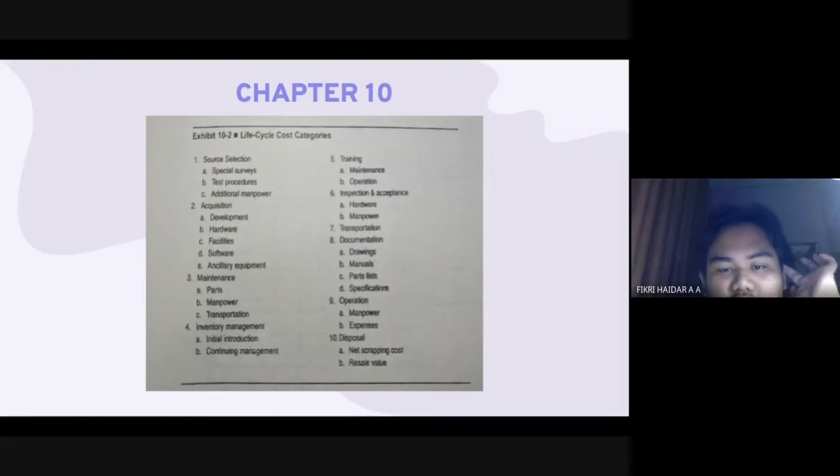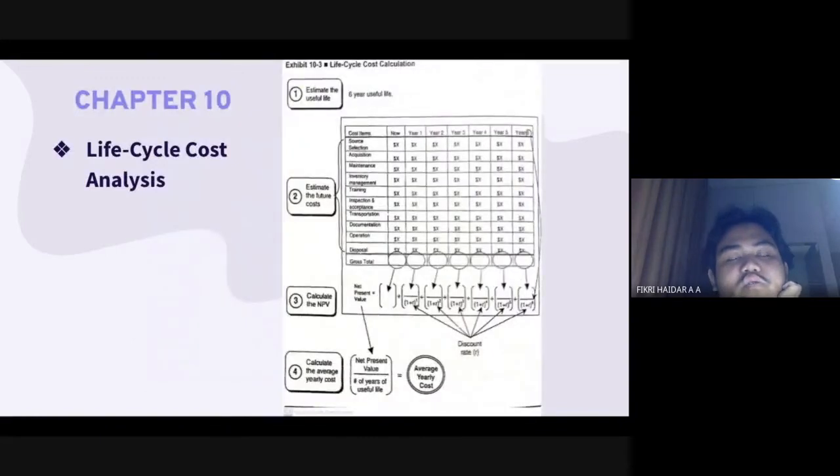So there are 10 categories of the life cycle cost: the source selection, acquisition, maintenance, inventory management, training, inspection and acceptance, transportation, documentation, operation, and disposal. Moving on to the next one, it discusses how to calculate the life cycle cost. In the table and the exhibit, you could see that there are 4 steps to calculate it.